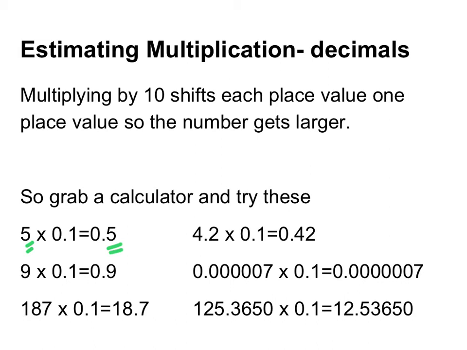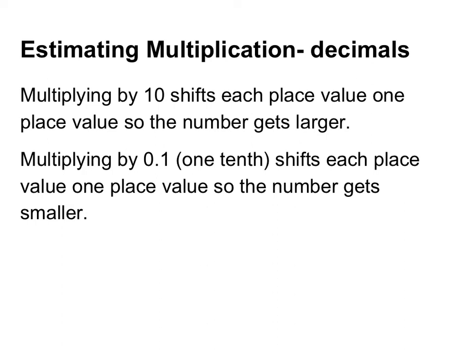Coming over and looking at the 4.2, the 4 is in the ones place. I multiply by a tenth, it ends up in the tenths place. The 2 starts in the tenths place. It gets multiplied by a tenth, so it gets shifted to the hundredths place. So we're going to think of these as now getting shifted down, one place value down every time we multiply by a tenth. So these are going to be our two rules that are going to help us figure out the magnitude of these multiplications. In other words, how big they are.